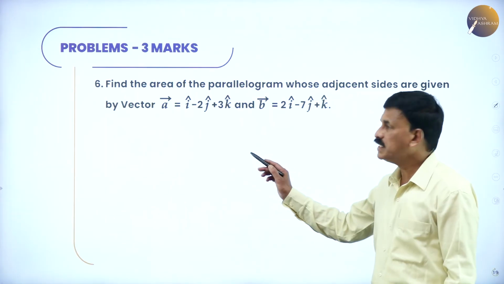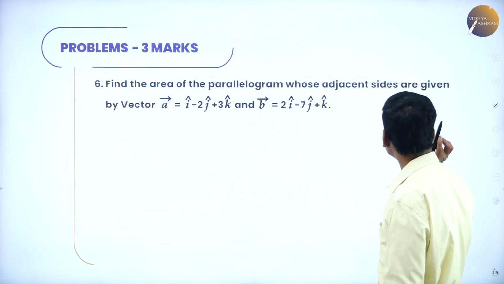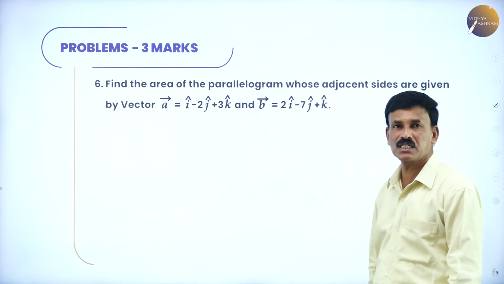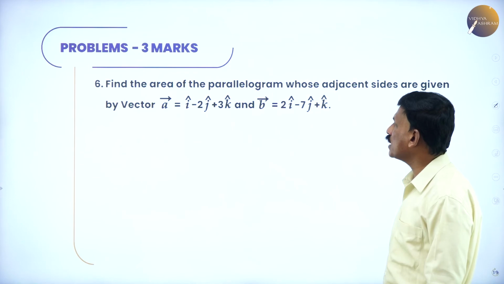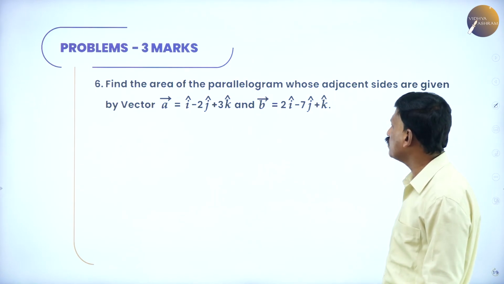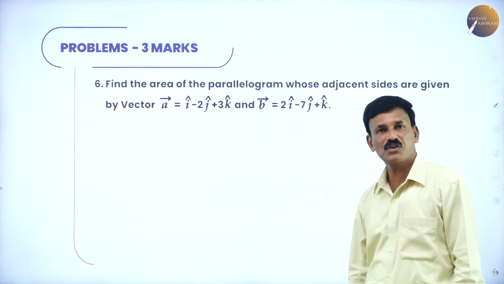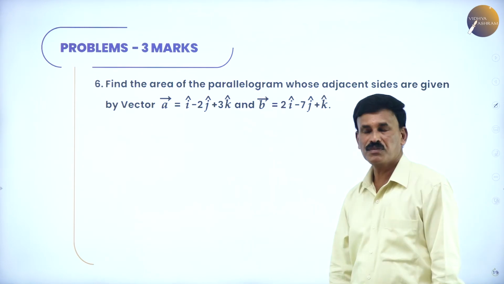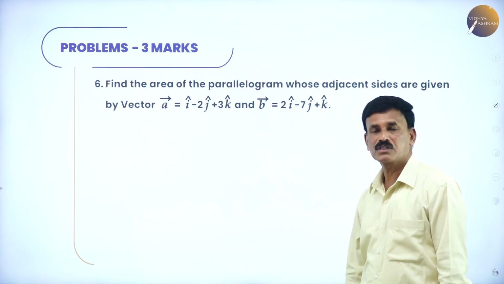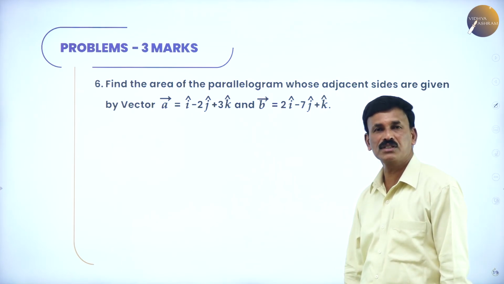Okay, that's it. Find the area of a parallelogram whose adjacent sides are given by the vectors A = i - 2j + 3k and B = 2i - 7j + k. Now what is the formula for the area of a parallelogram? For a parallelogram, the area is the length of A cross B.